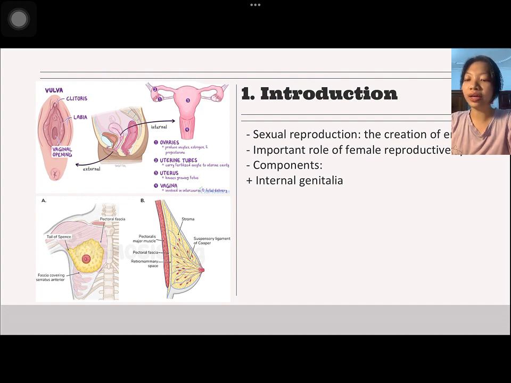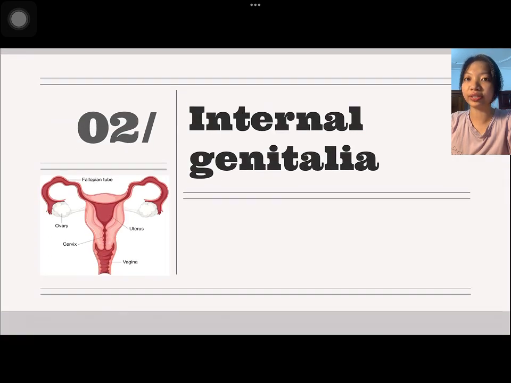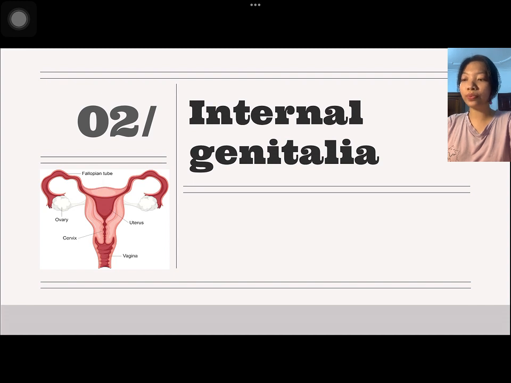delivery. The external organs lie in an area called the vulva, and they include the labia, the clitoris, and the vaginal opening. The breasts are the most prominent superficial structures in the anterior thoracic wall, consisting of glandular tissue and supporting fibrous and fatty matrix. Now, let's start with internal genitalia.